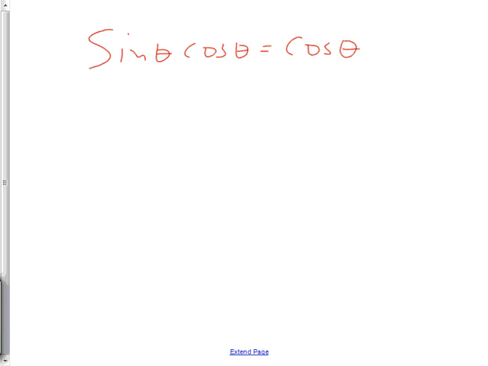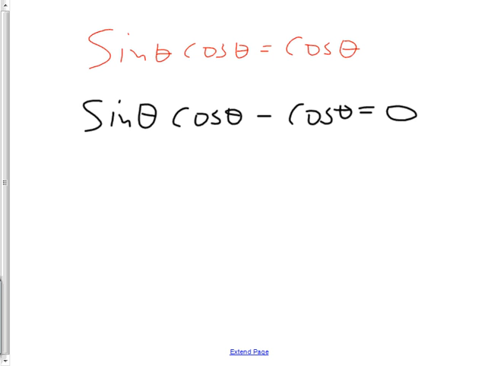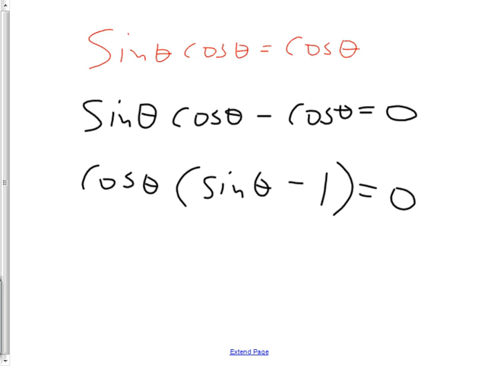All right, here's what you should have done here. Sine theta cosine theta minus cosine theta equals 0. That's the first thing. Always set it equal to 0 if you're trying to solve. Then you can factor out the cosine theta, and you'd have sine theta minus 1. And then you'd set this equal to 0, set that equal to 0, etc. Any questions on that?